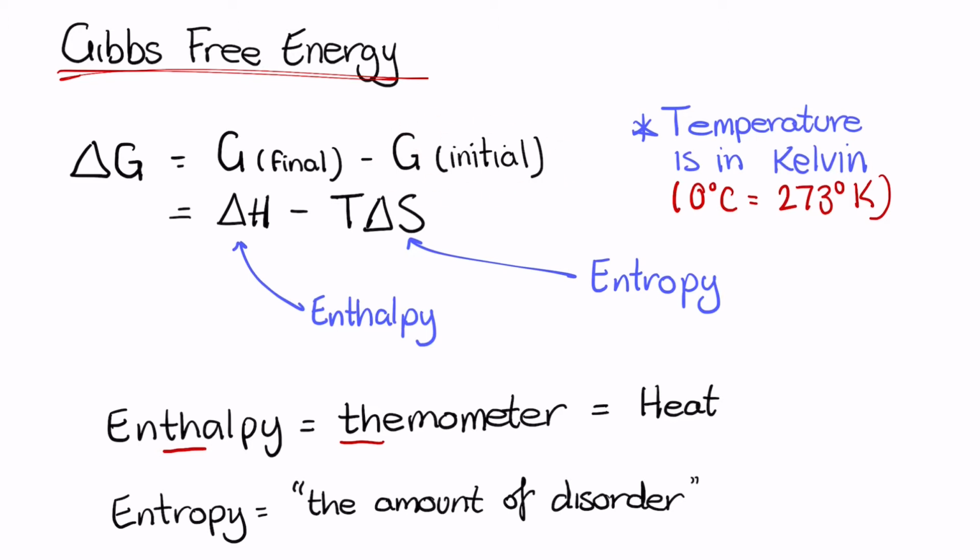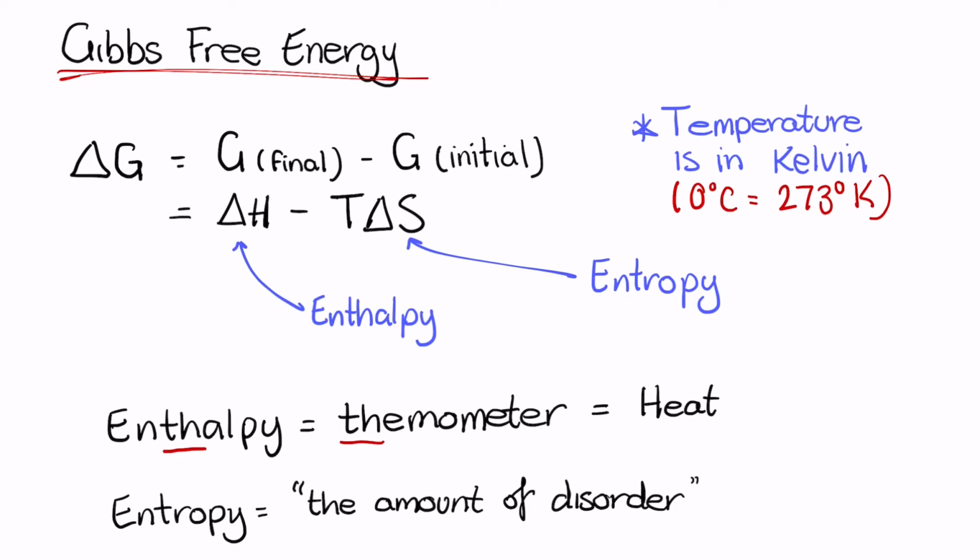Another way to calculate Gibbs free energy is to look at the change in enthalpy of the system, and enthalpy is essentially just the heat, minus the change in entropy. Now remember, entropy is essentially just a term used to describe the amount of disorder in a system. And in this equation, we multiply the entropy by the temperature. And it's important to remember that temperature here is in Kelvin.